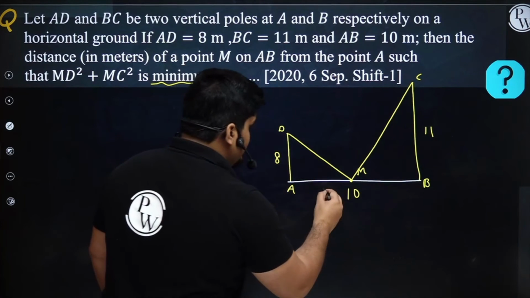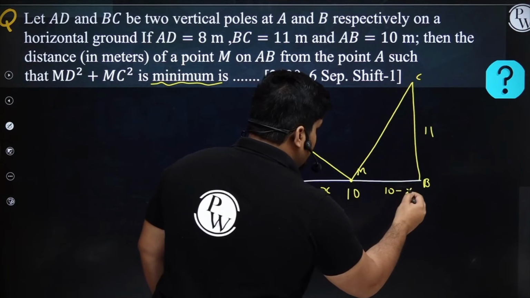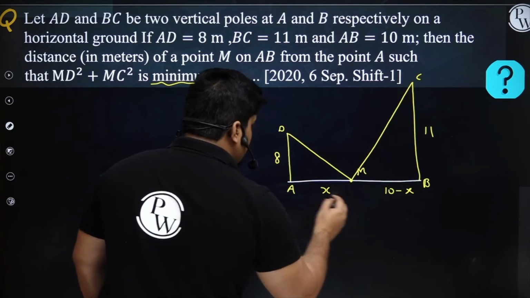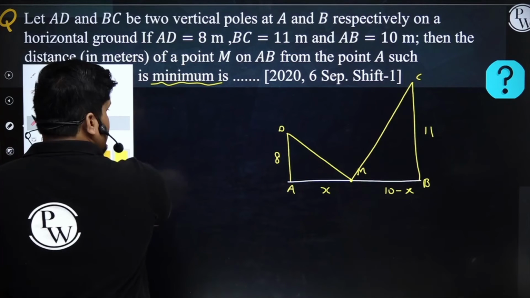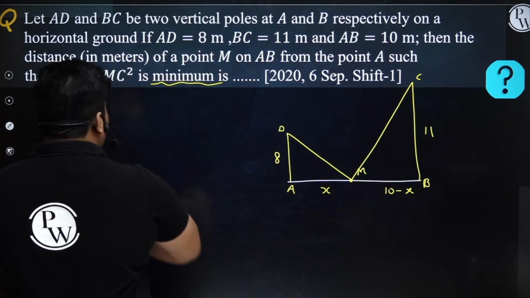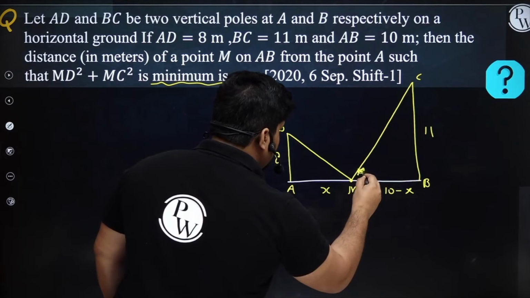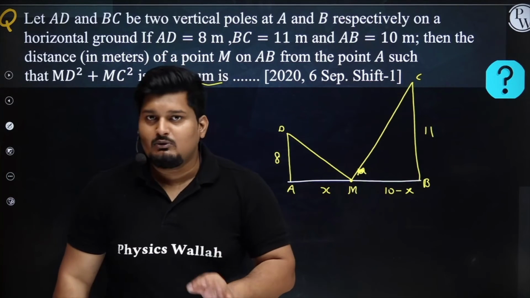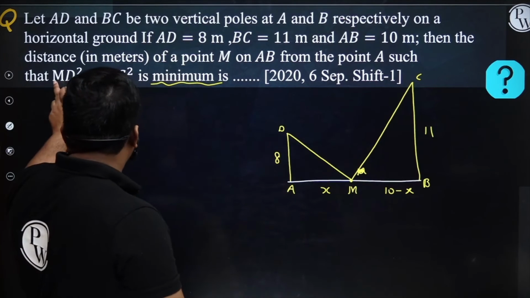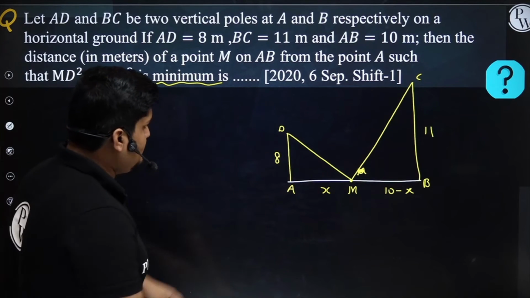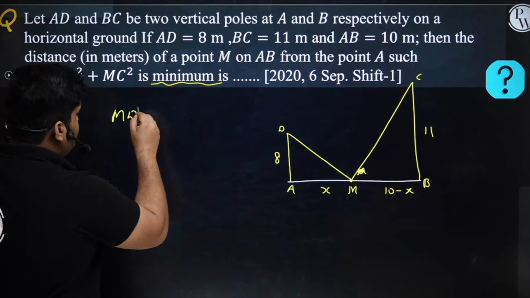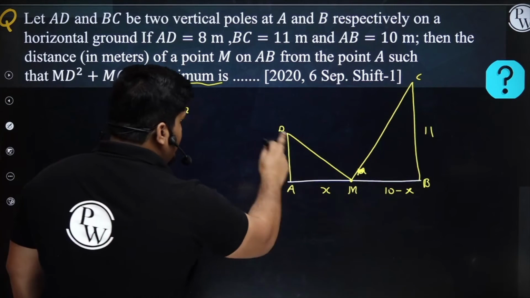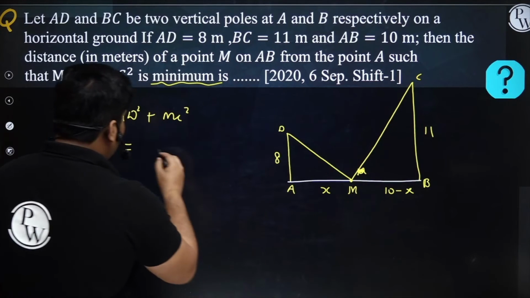Guys, this is x. So this will be 10 minus x. This is point M, right? So length AM we take as x. So BM will be equal to 10 minus x. So we have to find out the minimum value of MD square plus MC square. Now, what is MD square? Guys, MD square plus MC square will be a simple expression in x. MD square will be equal to 64 plus x square.